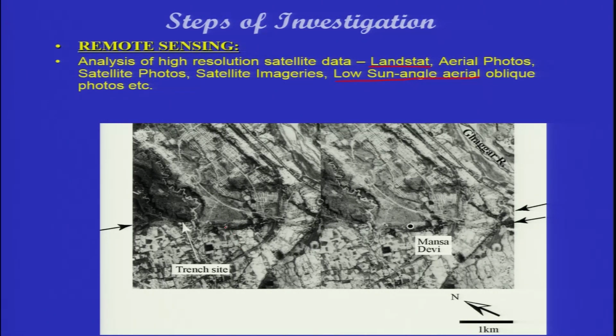What best you can do is place one photograph here, another photograph here, and separate this portion using a cardboard so that you are viewing this image with your left eye and this image with your right eye. If you can do that, you will be generating a pseudo 3D image in your brain, and that will give you the stereo vision, okay.